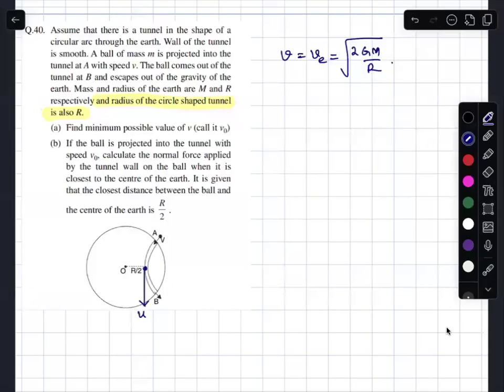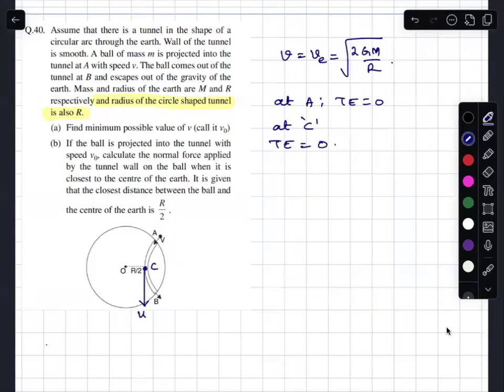Now, you know total energy at A is 0. So total energy at this point must also be 0 because of the law of conservation of energy. At A total energy is 0. How do you know? You said it should escape. So let this be point C. At C also total energy is 0.